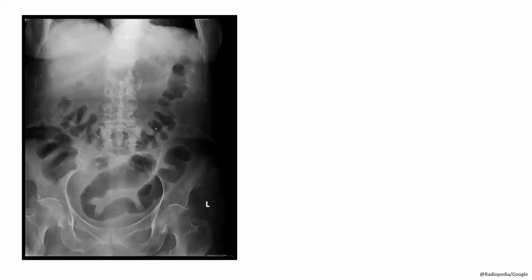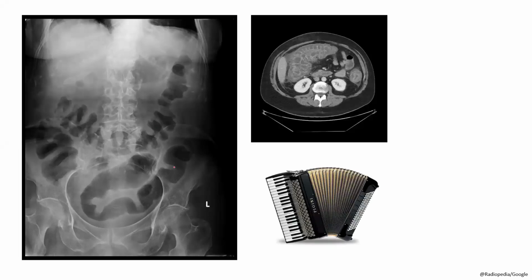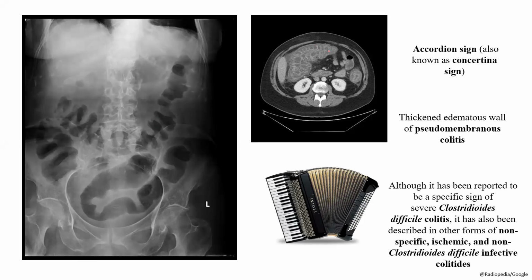What is happening in this abdominal radiograph? You can find thickening of the mucosal folds. On this CT also you can find submucosal edema, extensive submucosal edema affecting the large bowel loop. So this is accordion sign or concertina sign, which indicates thickened edematous wall of pseudomembranous colitis, and it has been reported to be a specific sign of Clostridium difficile colitis. However, it can also be seen in non-specific colitis and ischemic colitis as well.